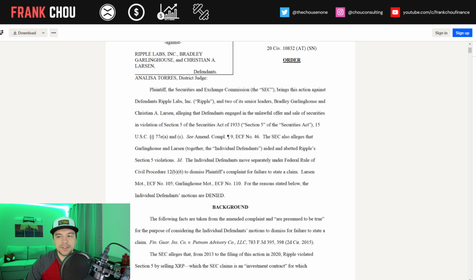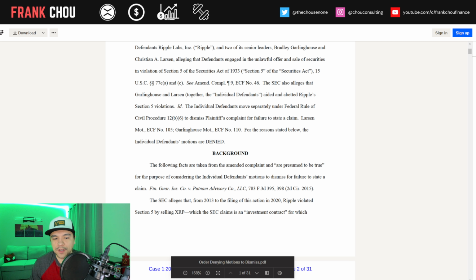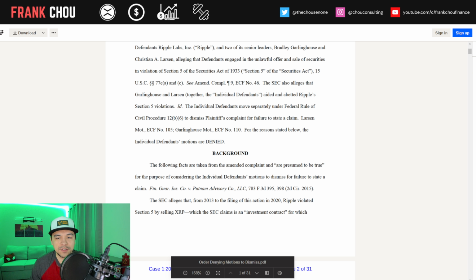So here, the SEC brought this action against defendants Ripple Labs and two of its senior leaders, Brad Garlinghouse and Christian A. Larsen, alleging that defendants engaged in the unlawful offer and sale of securities in violation of Section 5 of the Securities Act. The SEC also alleges that Garlinghouse and Larsen, together, the individual defendants, aided and abetted Ripple's violations. The individual defendants moved separately under Federal Rule of Civil Procedure 12(b)(6) to dismiss plaintiff's complaint for failure to state a claim. For the reasons stated below, the individual defendants' motions are denied.